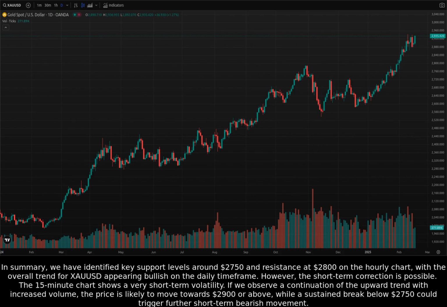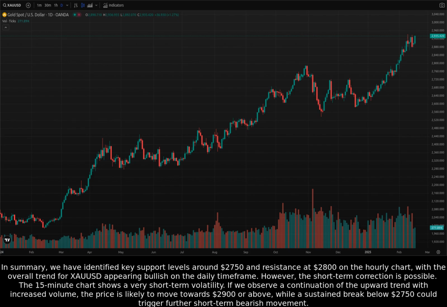In summary, we have identified key support levels around $2,750 and resistance at $2,800 on the hourly chart, with the overall trend for XAUUSD appearing bullish on the daily timeframe. However, the short-term correction is possible. The 15-minute chart shows a very short-term volatility.